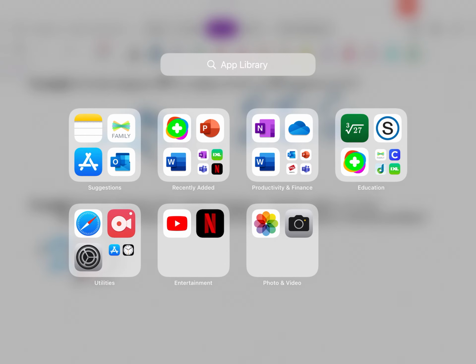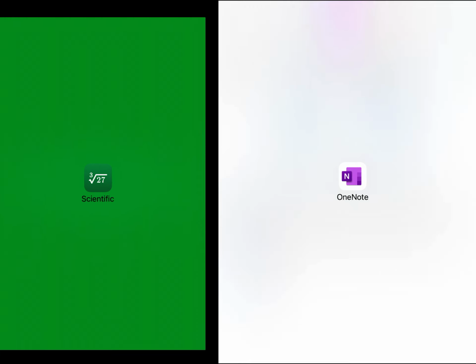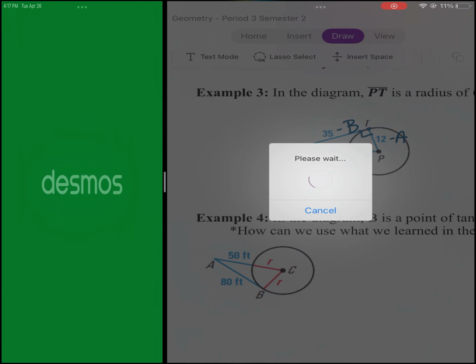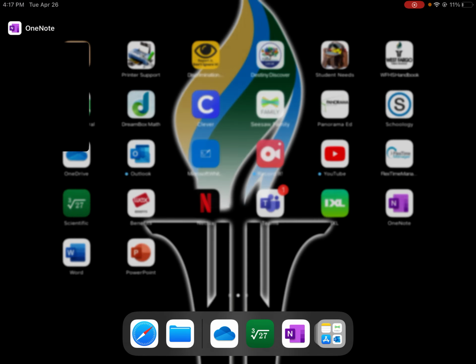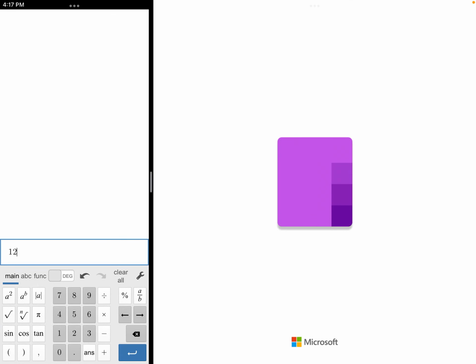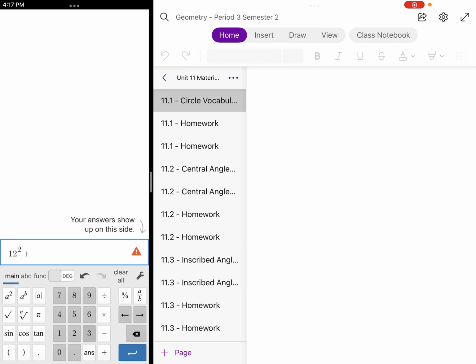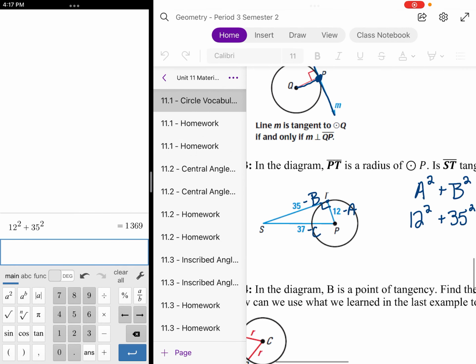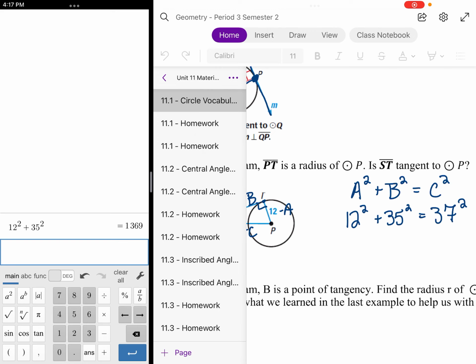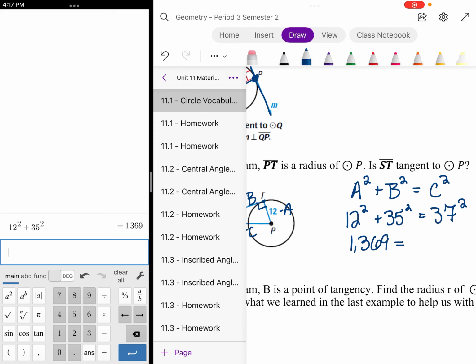So we'll grab our calculators and just type this in to see what we get. 12 squared plus 35 squared. That is going to give us 1,369. Okay, and if we check what 37 squared equals, we end up with the same thing.